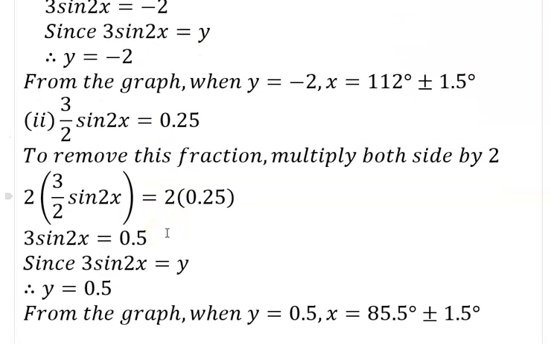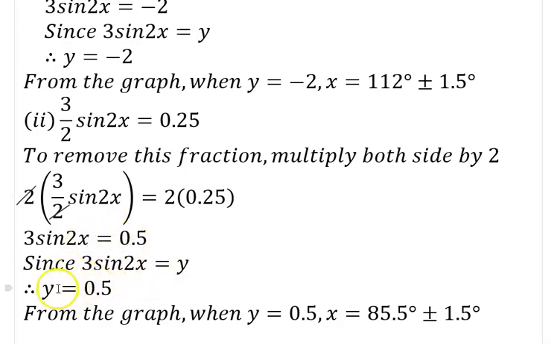We'll do the same thing. We just want to ensure our 3 sine 2x is the subject of the formula. So we just need to remove this fraction. To remove it, we multiply here by 2 and here by 2, so that our 2 can cancel out the 2 that we have here. Beautiful. So we are left with 3 sine 2x. 2 times 0.25 will give us 0.5. So since our 3 sine 2x is y, that means our y is 0.5.